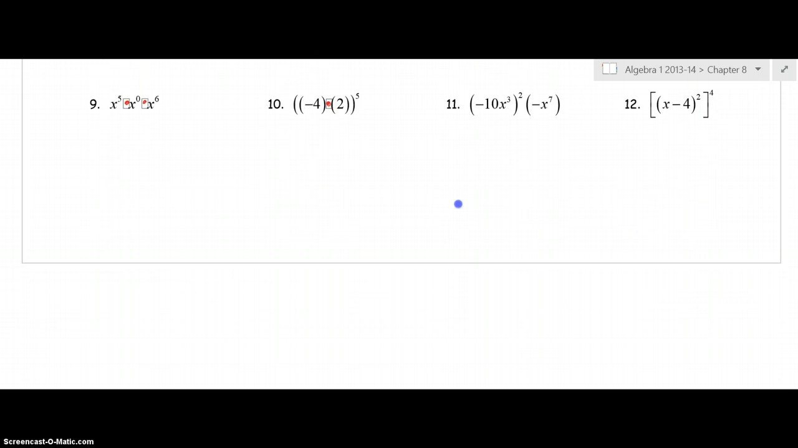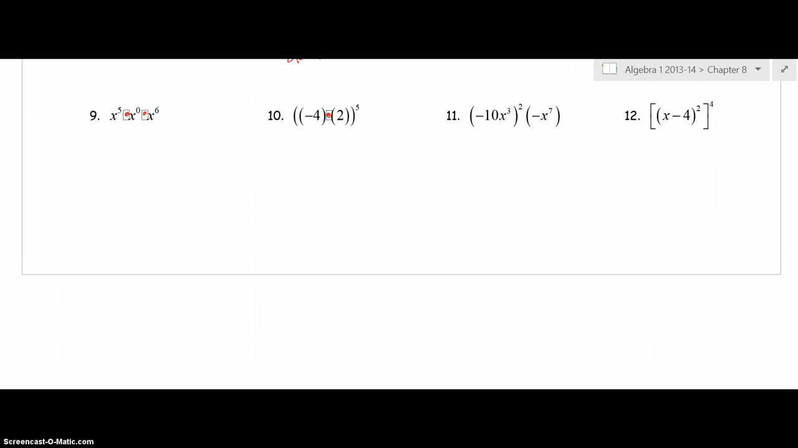So for 9, 10, 11, and 12, it has kind of a combination of rules here. So number 9, what would we do? Add or multiply? Add, because there's more than 1 base. Okay? So x to the 11th, because 5 plus 0 plus 6 is 11.